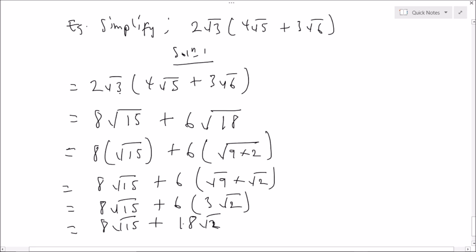We check if we can simplify. We know these two surds are not the same. This is root 15, this is root 2, hence we cannot add. So we leave our answer in this form. That is, our final answer is 8 root 15 plus 18 root 2.